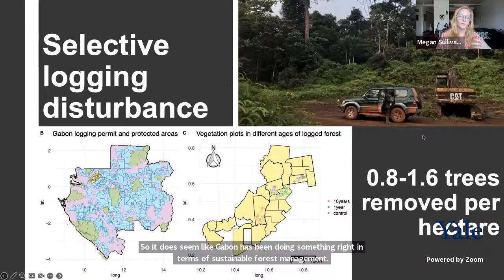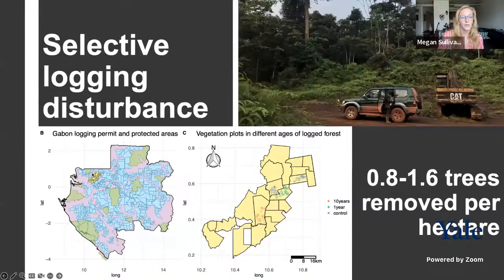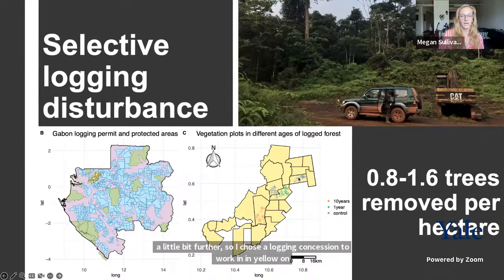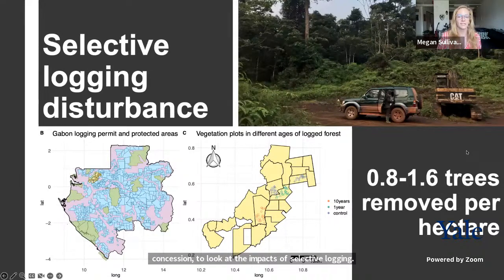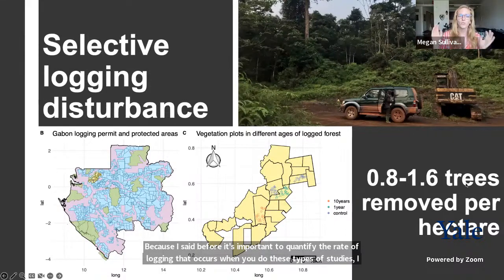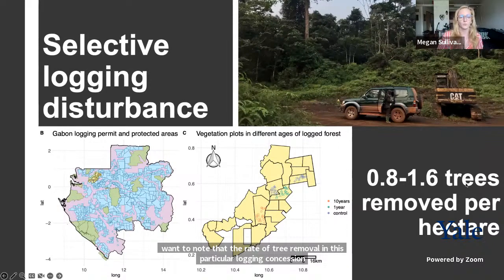For my dissertation research, I really wanted to investigate the types of forest management that were happening in Gabon a little bit further. So I chose a logging concession to work in, yellow on this map. And I set up these vegetation plots, so all of these different colored dots across this logging concession, to look at the impacts of selective logging. And because I said before that it's important to quantify the rate of logging that occurs when you do these types of studies, I want to note that the rate of tree removal in this particular logging concession is at 0.8 to 1.6 trees removed per hectare, which is within that average range of tree removal that you would expect to see in African forests.